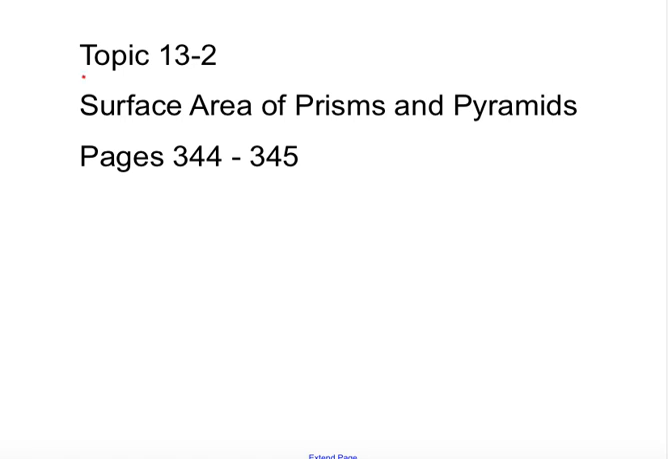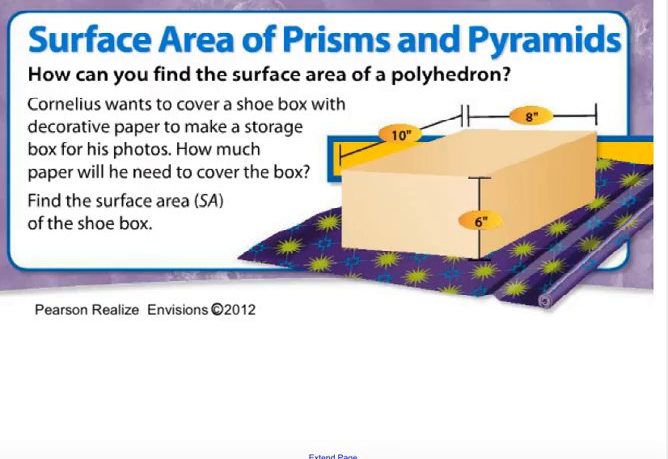Today we're going to be discussing topic 13.2, surface area of prisms and pyramids. You will find it on pages 344 and 345 in your Pearson book, so you'll want to take out your book and your notebook and get ready to take notes. Surface area of prisms and pyramids.